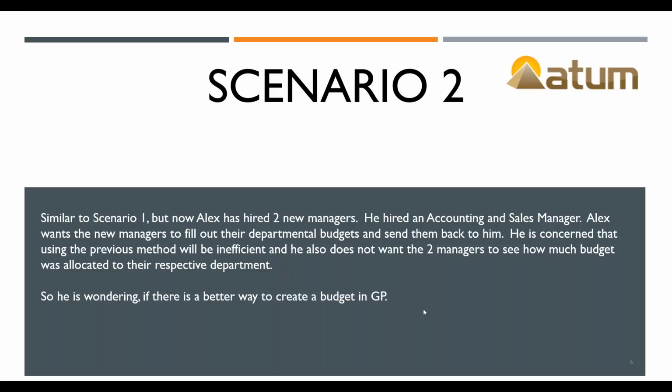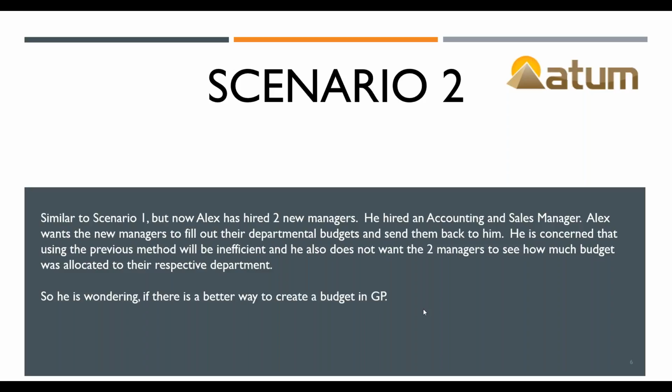Well, that presents a little bit of a problem for him, doesn't it? Because now he's going to have to create 3 different budgets. So what can GP do to help? Well, what GP can do is once he sends out those budgets to the individual managers and they enter in their values and send it back to Alex, he can combine them. So instead of having to go in there and manually combine them, GP will actually combine them for you.